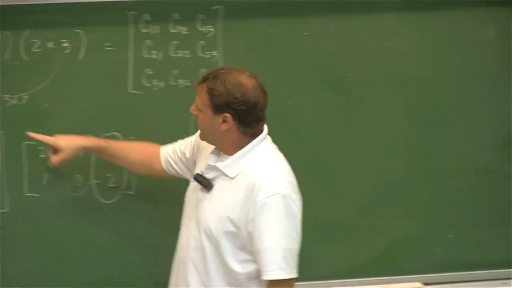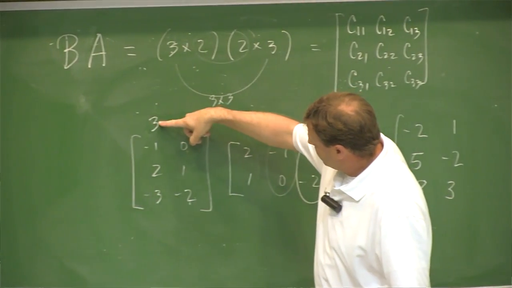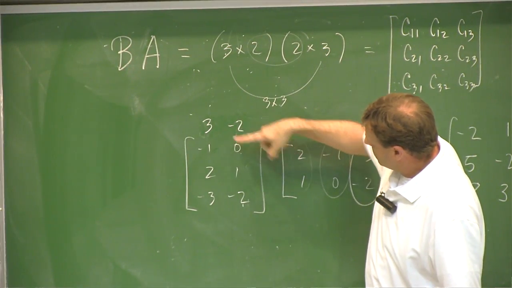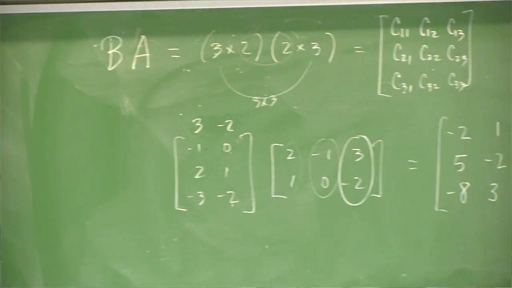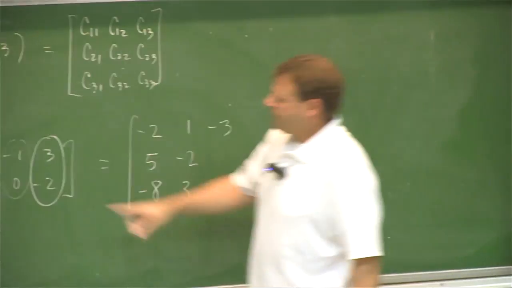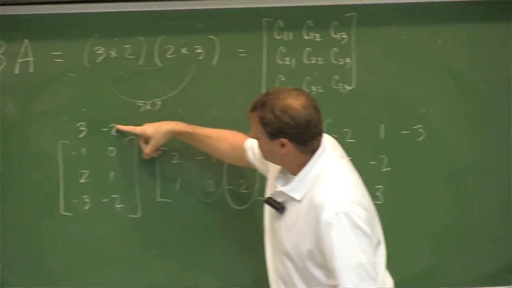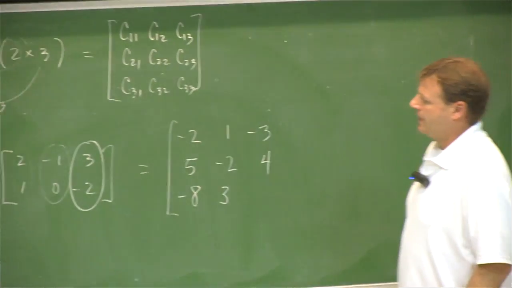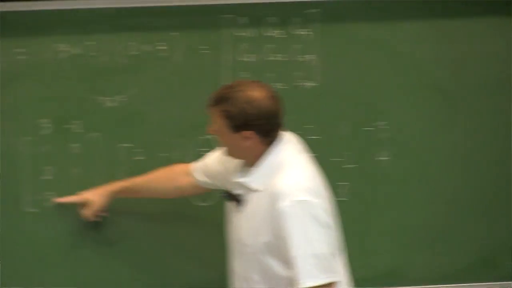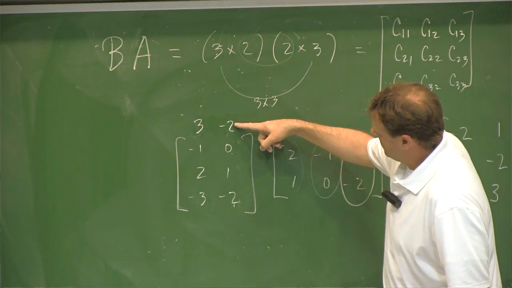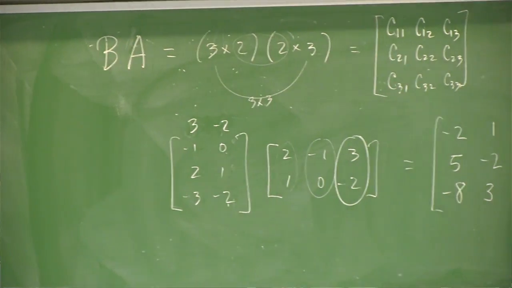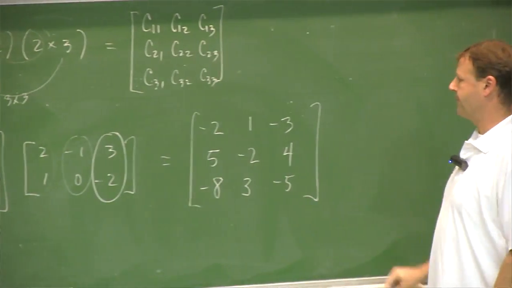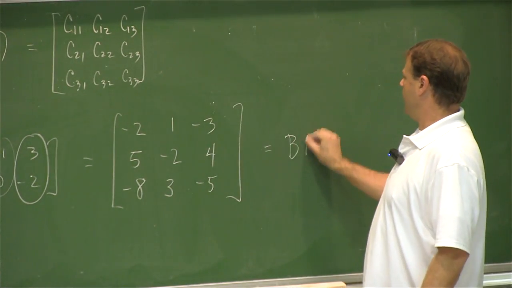Okay, so 3, -2, let's go. It's 3 times -1, and then -2 times 0, so that gives me -3. Then I've got 3 times 2 is 6, plus -2, so that's 4. And I've got 3 times -3 is -9, plus 4, so -5. That's BA.